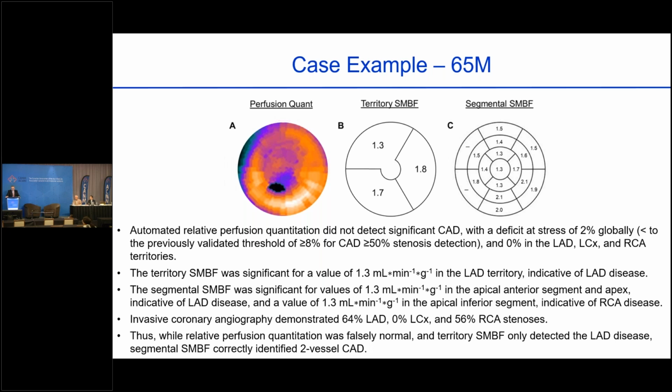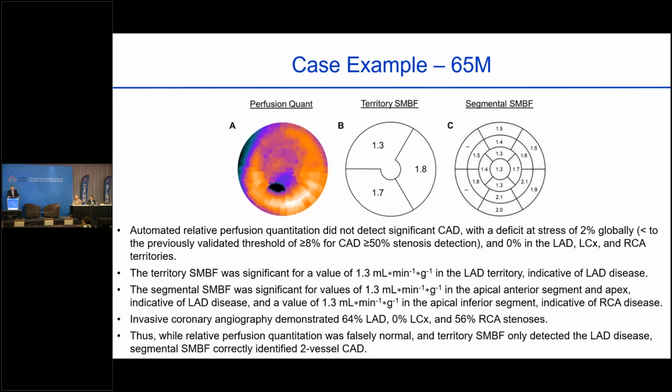And now when you look at the segmental values, and again, I'll share them, the segmental stress flow was significant for a value of 1.0 in the apex, indicative of LAD disease. It was diffusely decreased in all the lateral segments, with the lowest value of 0.7 in the mid-inferior lateral segment, indicative of left circumflex disease.